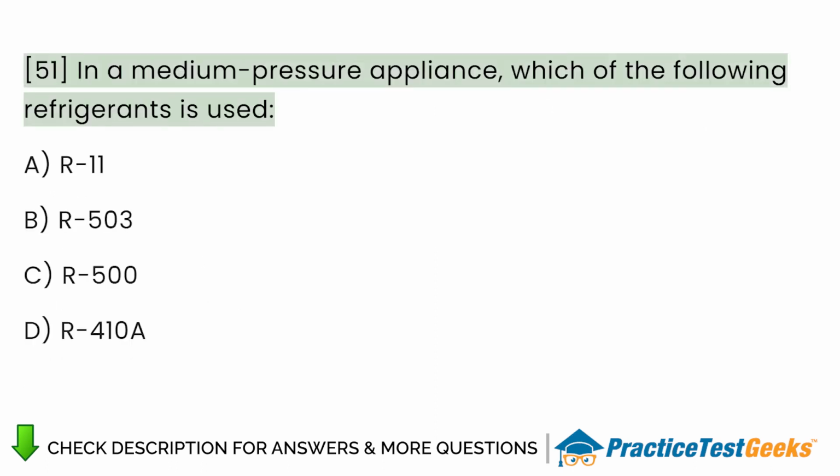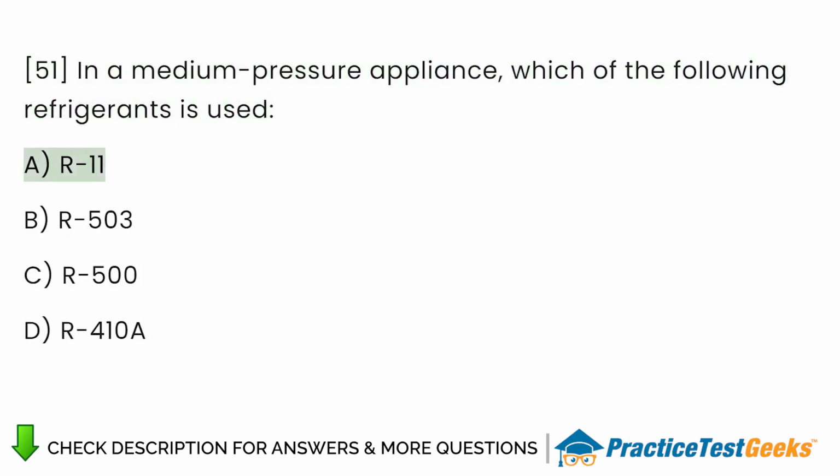In a medium pressure appliance, which of the following refrigerants is used? A. R11. B. R503. C. R500. D. R410A.